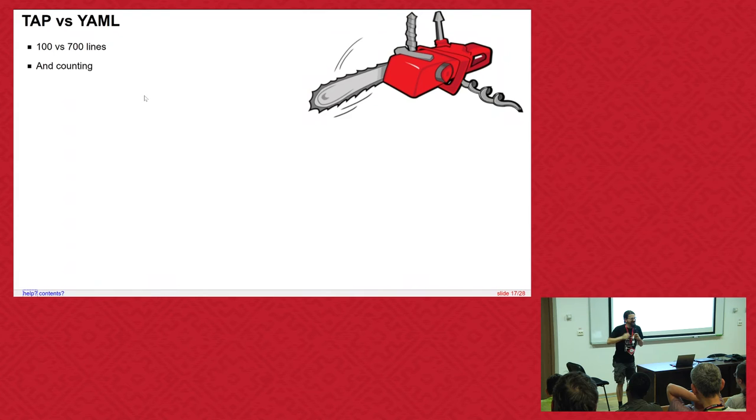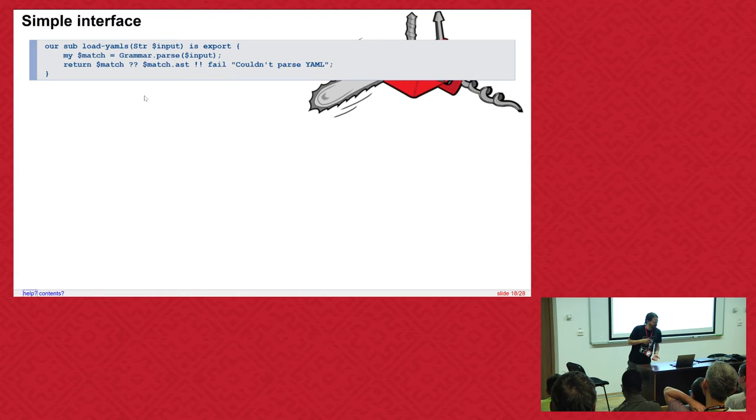Well, in essence, the interface of it is fairly simple, and similar to YAML implementations in other languages. There's a function, you give it a string, and it outputs something else, like a hash or an array or a string, because why wouldn't a string be a valid YAML, right?